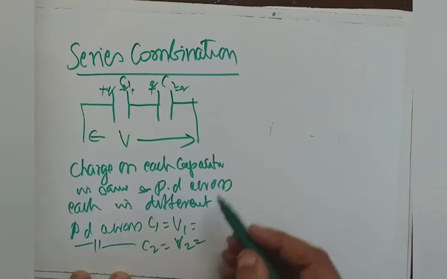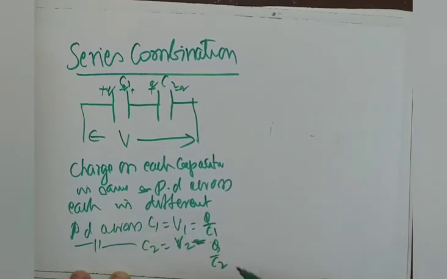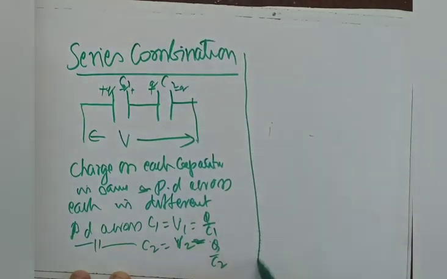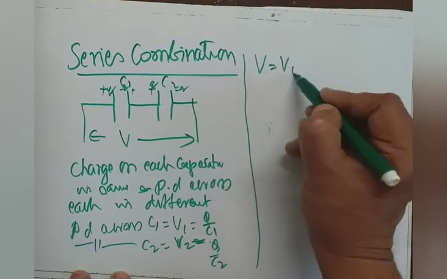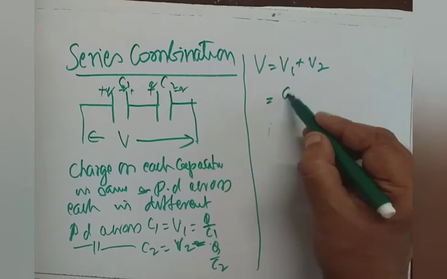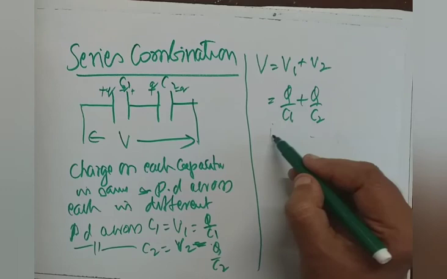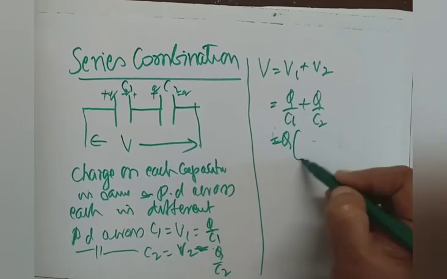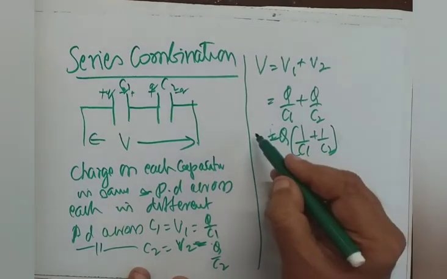From the expression C equals Q by V, we can write V1 as Q by C1, V2 as Q by C2. Say, once you know these things, we know the total applied potential equals V1 plus V2. V1 is Q by C1, V2 is Q by C2. That means if you take Q common factor, Q into 1 by C1 plus 1 by C2 is V.